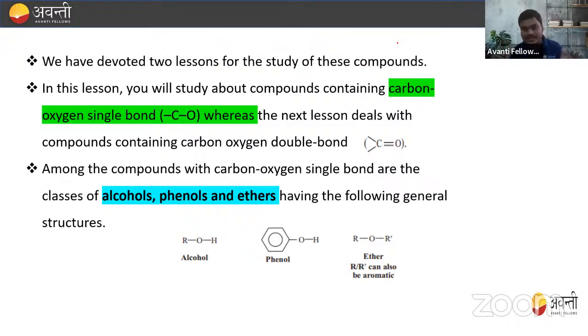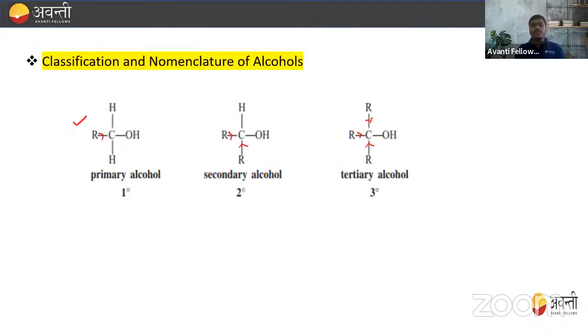Alcohol, phenol, and ethers. Their general structures of alcohol, phenol, and ether, right? Now, how will you classify and name alcohols? So we all know that we can classify alcohol as primary alcohol, secondary alcohol, and tertiary alcohol. Many times children get confused in remembering what is meant by the term primary alcohol, what is secondary alcohol, and what is tertiary alcohol, right?